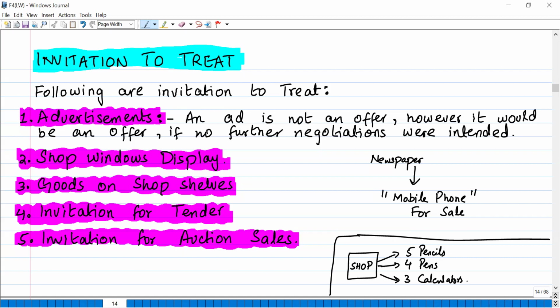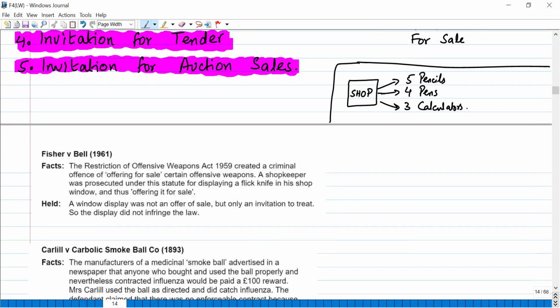So that is not an offer. However, if the wording of the advertisement is such that there is no further room for negotiation, you just have to follow the wording of the ad, and that will amount to acceptance, then that will be considered as an offer. Okay, now let's understand this with an example.